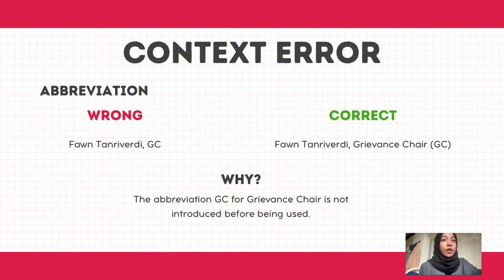For context error, I chose abbreviation. The wrong one is font Travendi GC. The correct one is font Travendi Reverence Chair GC. Why do I choose this error? Because the abbreviation GC for Reverence Chair is not introduced first before being used, so people might be confused. For context and language error for abbreviation, it's somehow a little bit different.